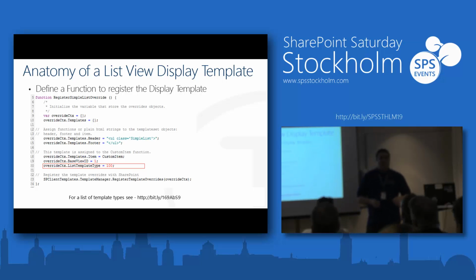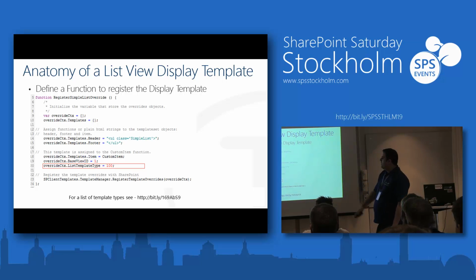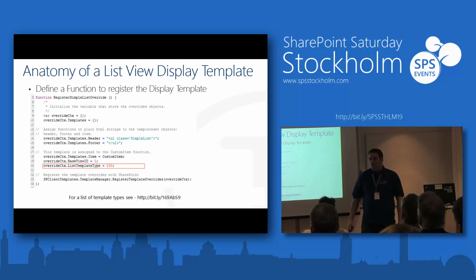Now in nearly every deployment I've done, I think nearly every list is a custom list. Unless you're using announcements or the calendar, everything else is going to probably be custom. That does give us some problems later on. But for now, nearly all of the demos you'll see today will be a list template type of 100. And the last thing we do is use this bit of client code that says, hey SharePoint, this is my display template that I want to use.